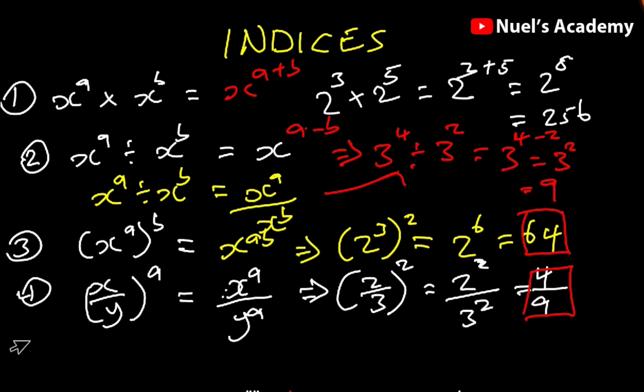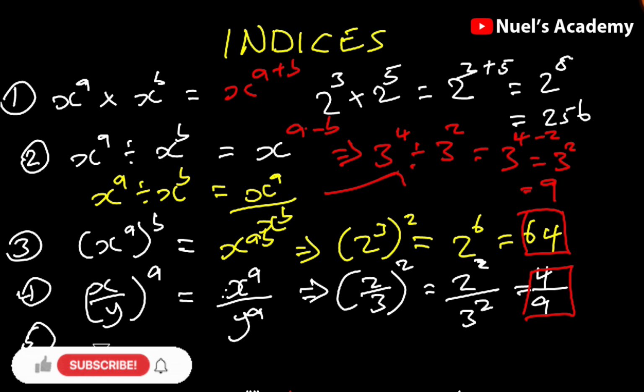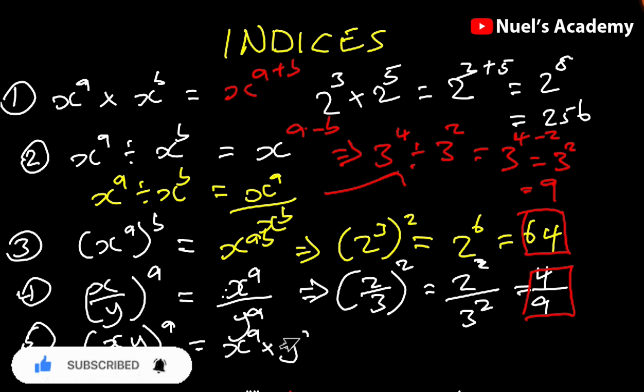The next one we have is xy to the power of a. This is equal to x to the power of a multiplied by y to the power of a. That's if you have two numbers multiplying each other inside the parentheses and all of them are raised to the power of a certain number, we are going to raise each of those numbers to the exponent. That is why you have x to the power of a multiplied by y to the power of a.